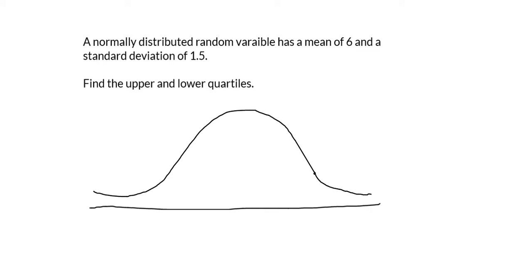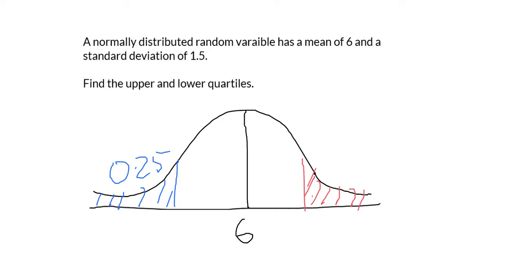All right, standard normal graph. We have our mean of 6, and we have a standard deviation of 1.5. I'm not going to draw the standard deviation. Now, what we're wanting to do is find the upper and lower quartiles. So we're going to find what's the point where 25% is below, and the point where 25% is above. So those are the two things that we're wanting to find.